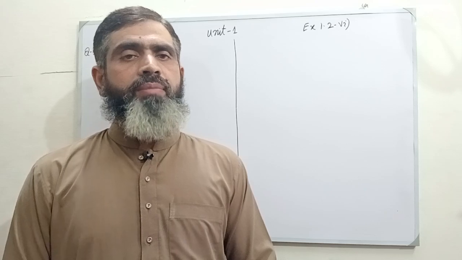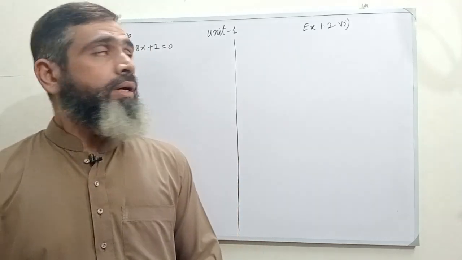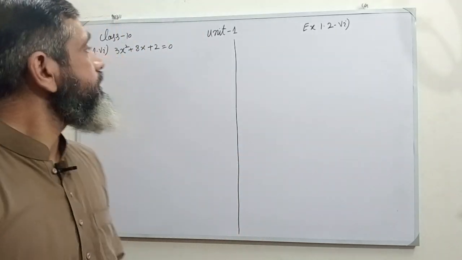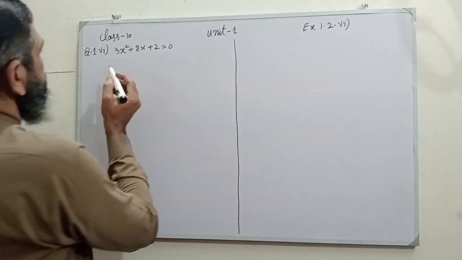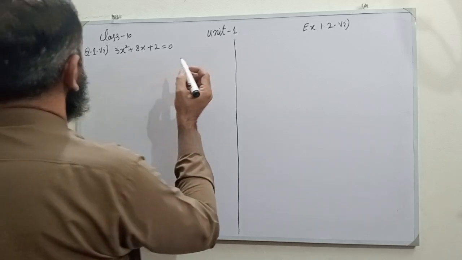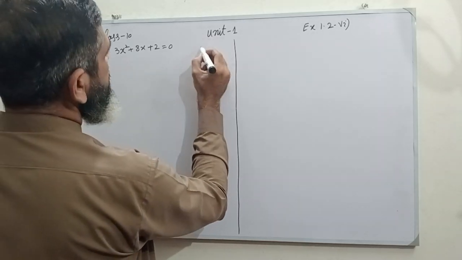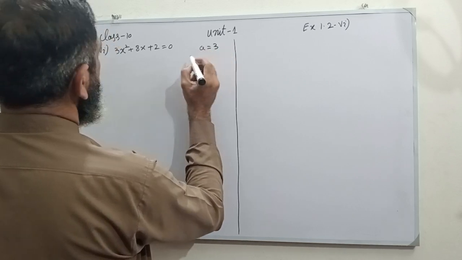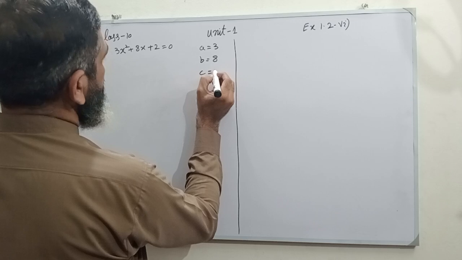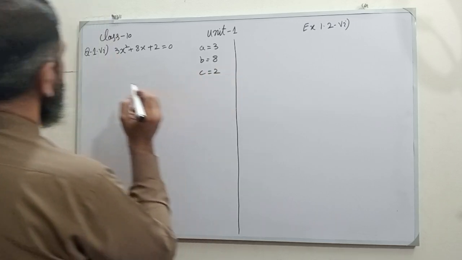Today we will solve the remaining parts of exercise 1.2. Let's have a start. Part 6. Here we have to solve this using the quadratic formula. What is the value of a? a is equal to 3, b is equal to 8 and c is equal to 2.